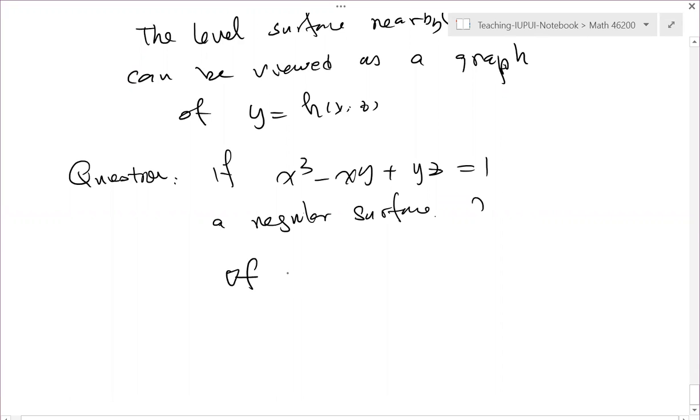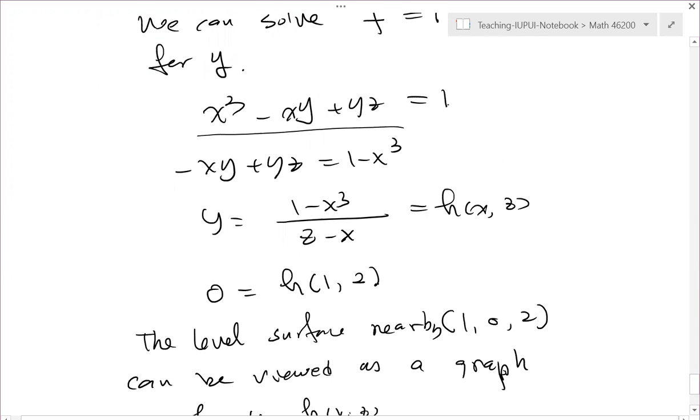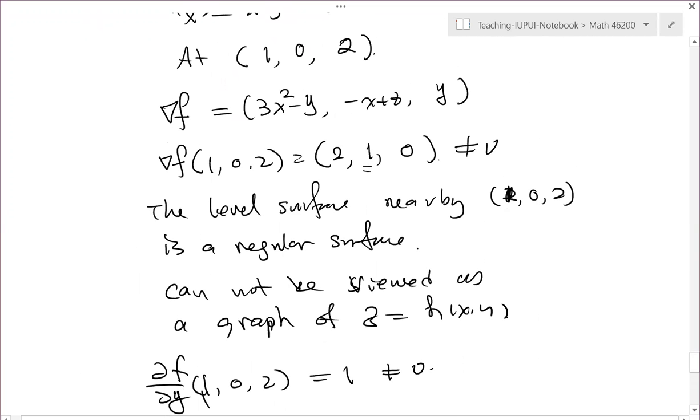So the gradient at every point is going to be 3x squared minus y when I differentiate x. When I differentiate y, I get negative x plus z, and when I differentiate z, I get y. Don't forget the negative y. So maybe I made mistakes above when I differentiated. Let's go back. Oh yeah, it's here, negative y, so I'm fine.